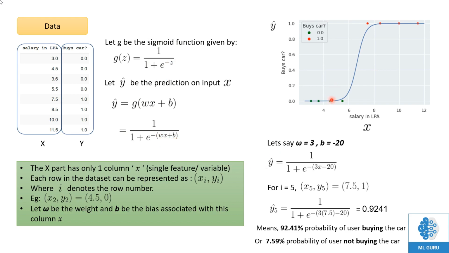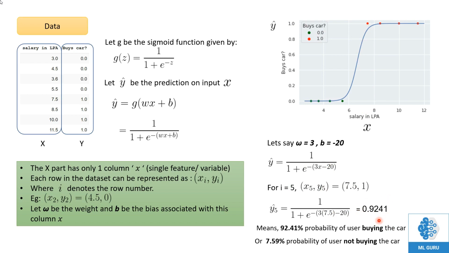Now let's say someone has given me the parameters w and b, which are equal to 3 and minus 20. So let's substitute these values in this equation. Then we get this particular equation. Now let's say we take the fifth row, which is 7.5, 1, and let's take the value x5, which is 7.5, and input this inside this sigmoid function. So the output which you will get will be 0.921. Also, you can see graphically 7.5 will be somewhere around here, and the value will be something around 0.9, and the actual value here is 0.9241.